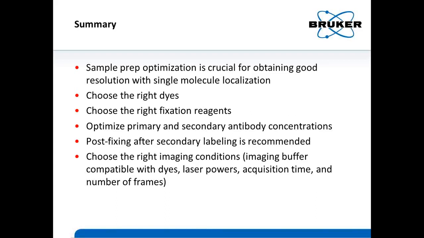Most of the time, you don't really have to change your primaries, but secondaries you will have to optimize such that your sample isn't too bright or too dim. Usually, I say, okay, let's start off with whatever you're using right now, and then if it's too dim and you're not getting too many molecules, then we can up the secondary concentration. Or if it's really, really bright, you're having a hard time switching it, then we can reduce it.